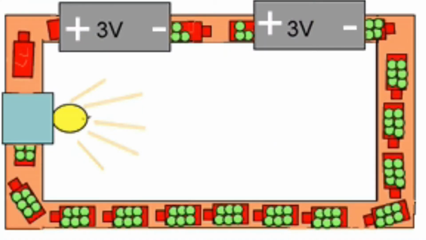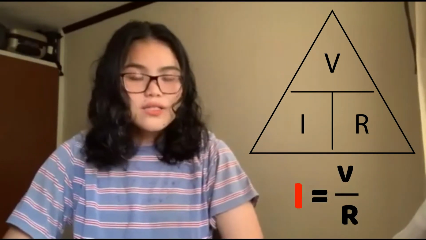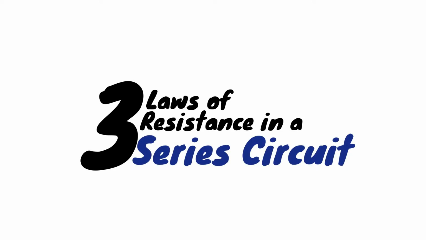But first we must learn what a series circuit is. A series circuit is a type of circuit where the current has only one path to pass through. Its resistors are arranged in a chain, like this. Before we go through the laws of series circuits, we must always bear in mind its formulas, wherein V is equal to intensity multiplied by resistance, I is equal to voltage over resistance, and lastly, R is equal to voltage over intensity.